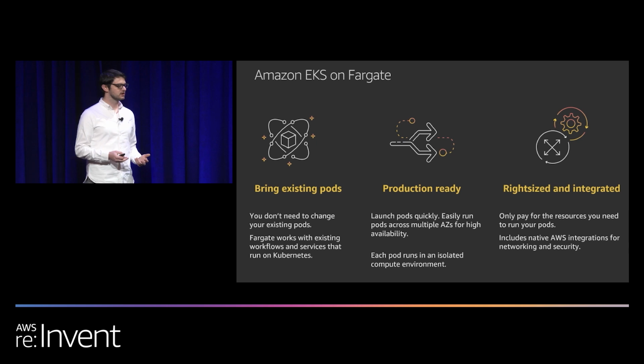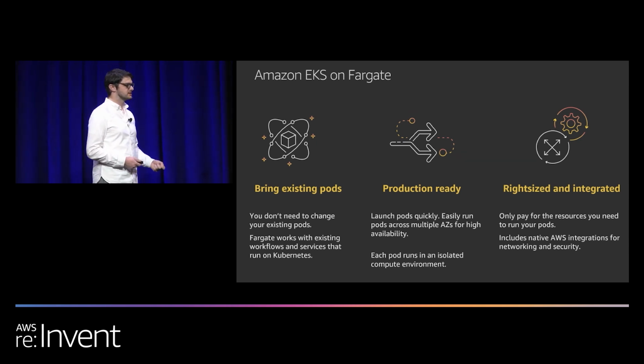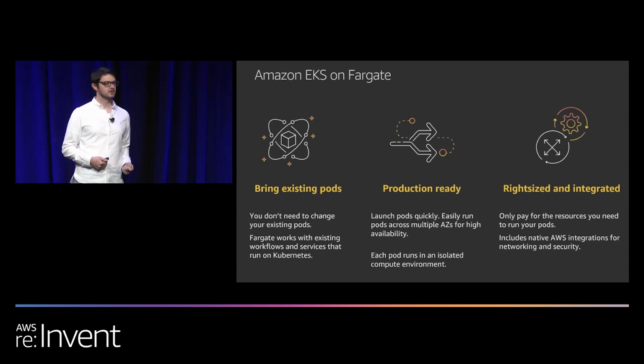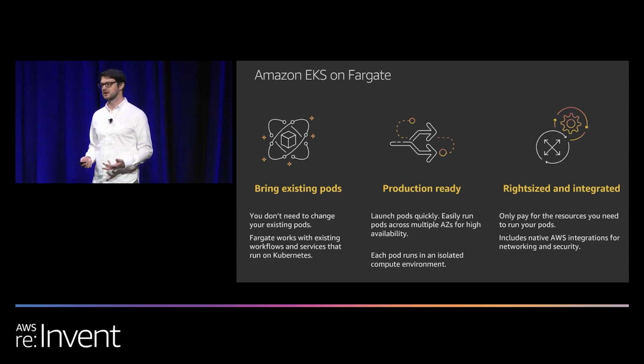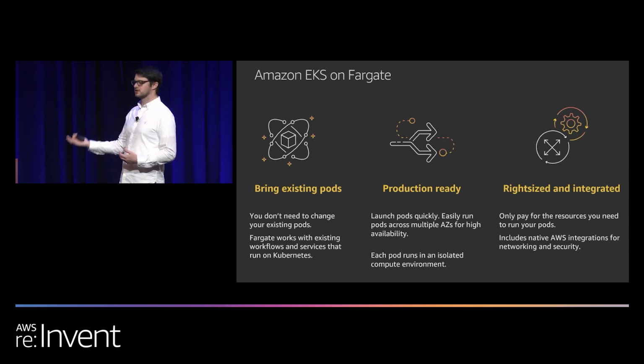The pods launch quickly. They run across multiple AZs. Every pod that you run is right-sized, so it gets the right amount of compute, vCPU, and memory resources that you ask for in the Kubernetes API. And these things are ephemeral. So the pod launches, you get the compute that you need.